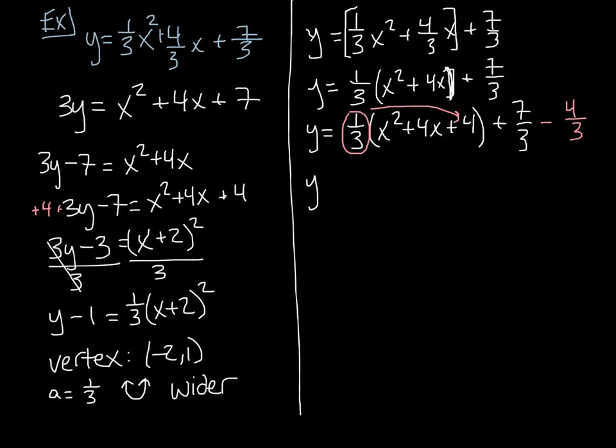So now, if I simplify and complete the square, I'm going to get 1/3 times x plus 2 quantity squared plus 3/3, which is just going to be 1. So I'm going to get the same vertex, -2, 1. And the a, 1/3, again, is positive. So I'm going to open upwards. And it's going to be wider than it would be if the a was just 1.